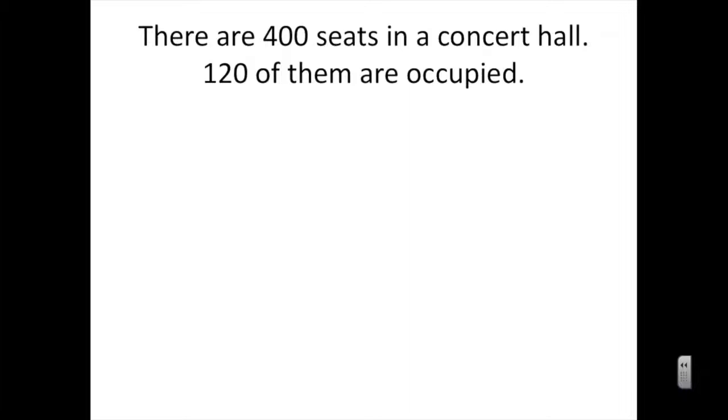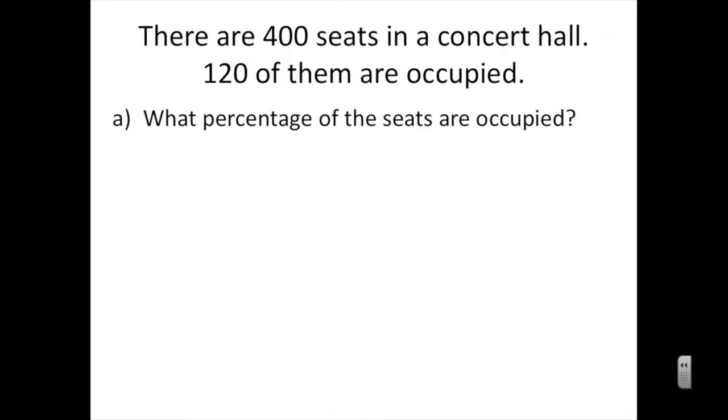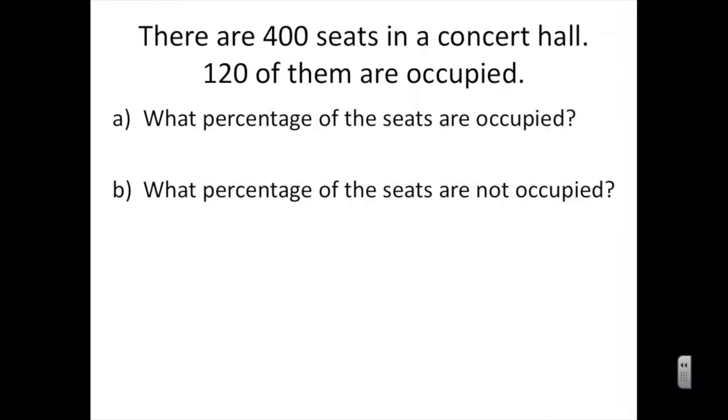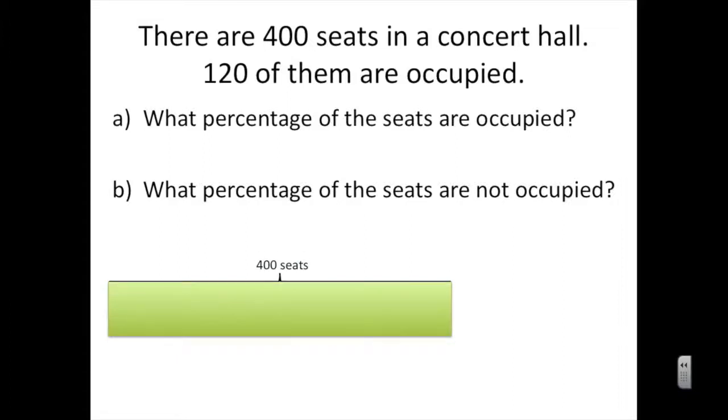There are 400 seats in a concert hall. 120 of them are occupied. We want to find out what percentage of the seats are occupied and what percentage of the seats are not occupied. We know that there are a total of 400 seats, so that's our whole, or 100% of the seats. So we're going to draw a whole bar and label it 400.